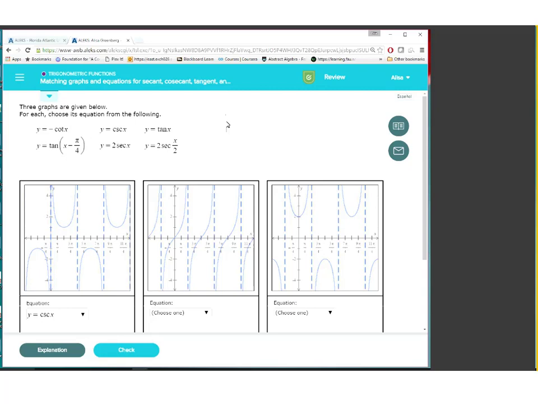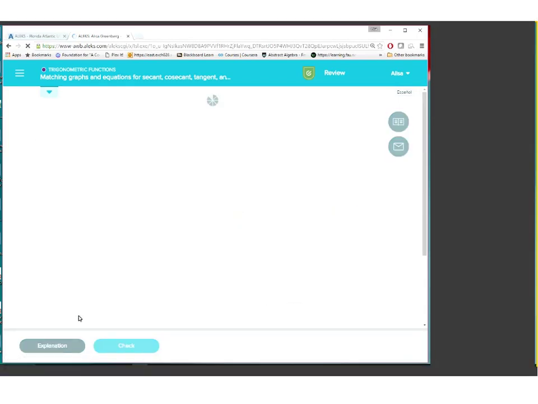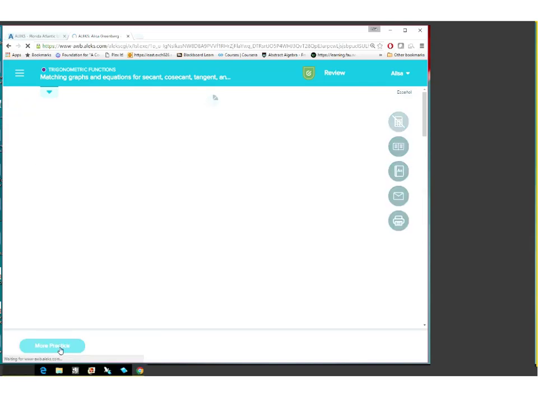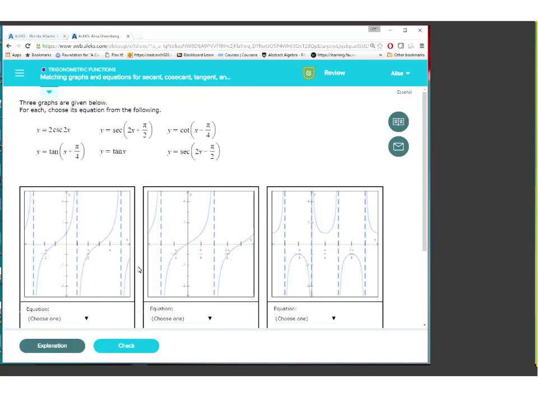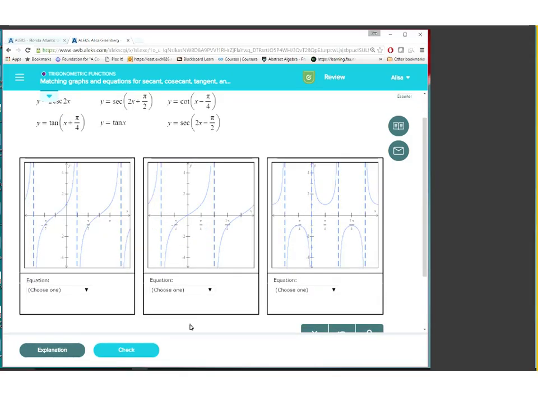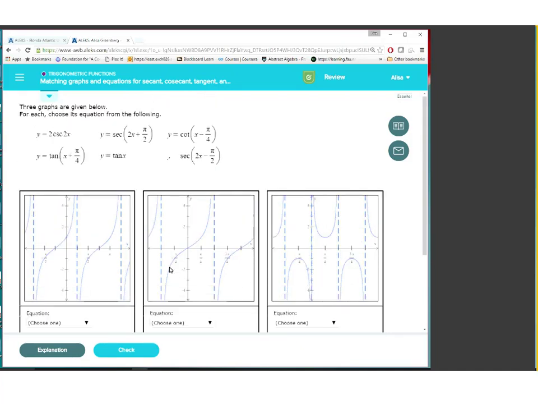So the next one, this is either a tangent or a cotangent. You know what, this is the easy one. Let me see if we can make it a little harder. Hold on. Here we go. Okay, this is a little better because we have some shifts. You don't need to plug values in to test. Okay, so here's how we're going to do it.